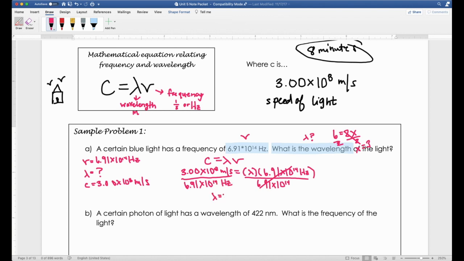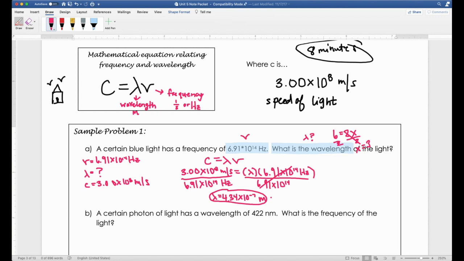And you should get an answer of 4.34 times 10 to the negative 7th. Units are in meters because we found the wavelength. So wavelength must be in units of meters. Your calculator might have given you a number with a lot of zeros, so it might have been 0.000000434. That is the same thing as this. So this number that's on the screen is just represented in scientific notation.